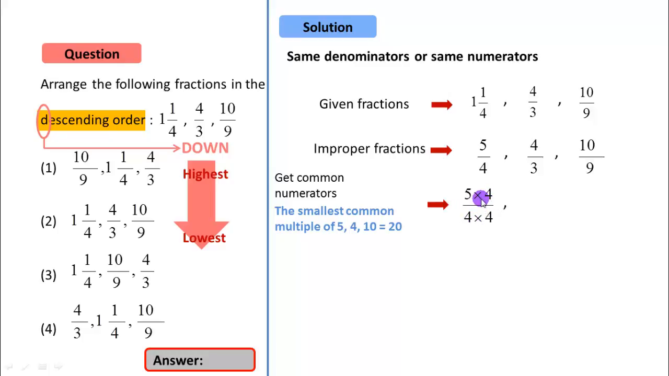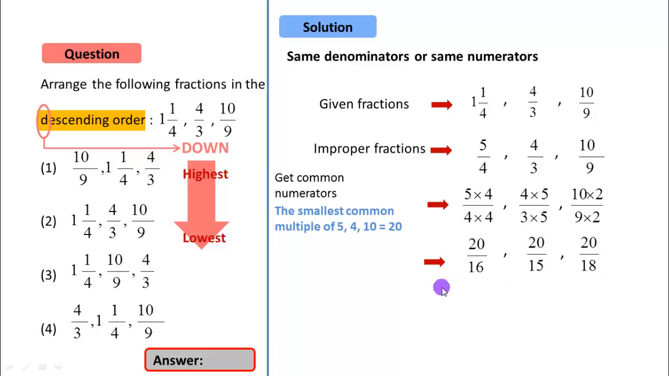So we take 5 over 4 and multiply both the numerator and the denominator by 4. So we get the numerator as 20. We take 4 over 3 and multiply both the numerator and the denominator by 5. So we get the numerator as 20 here as well. Next, we take 10 over 9 and multiply both the numerator and the denominator by 2 to get 20 for the numerator here also. Now, our final value for the fractions would be 20 over 16, 20 over 15 and 20 over 18. So now all the numerators are equal.